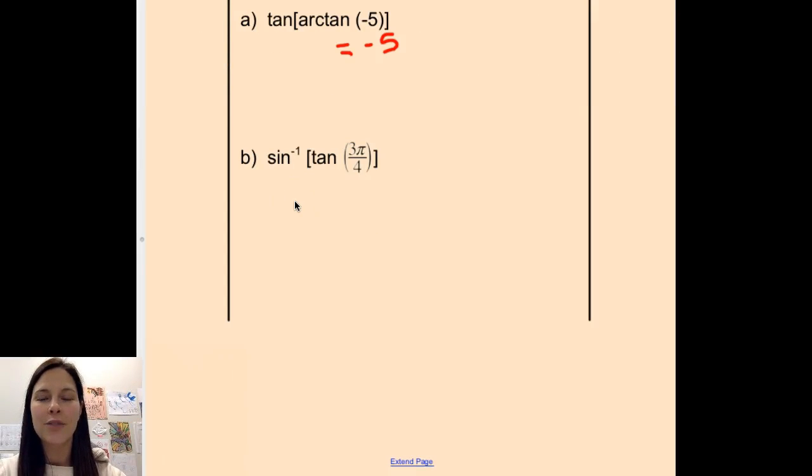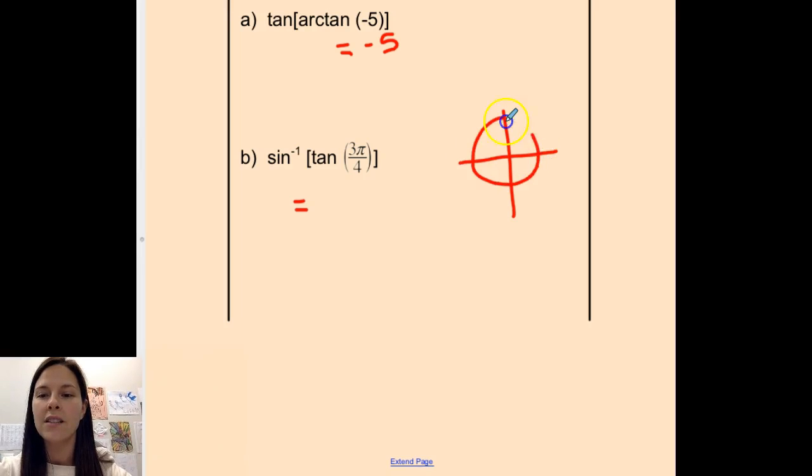This next one is not straightforward at all. Sine inverse obviously is not the inverse of our tangent function, so we're going to have to do a little bit of work on this one. Tangent of 3π/4. Thinking about our unit circle and using those reference angles, the reference angle would be π/4, where sine and cosine are equal to each other, so our tangent value is 1. 3π/4 is off in the second quadrant, where tangent is negative, so we're taking the sine inverse of -1.